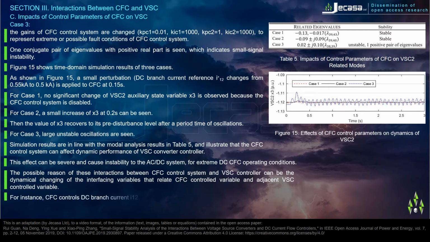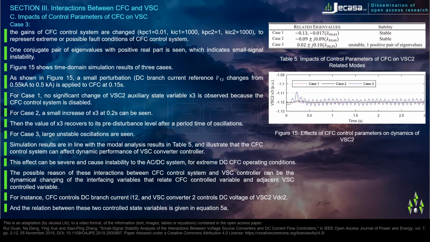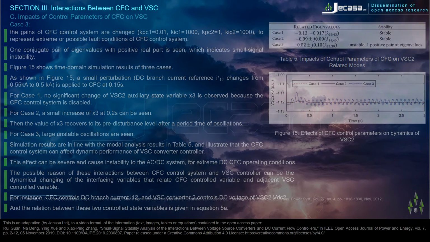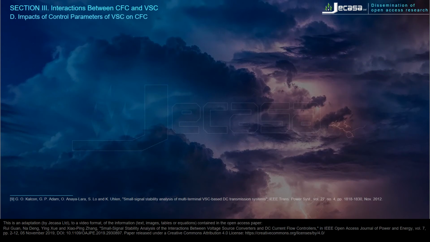For instance, CFC controls DC branch current I12, and VSC converter 2 controls DC voltage of VSC2, VDC2. And the relation between these two controlled state variables is given in equation 5a. The impacts of control parameters of VSC on CFC. The effects of the control parameters of VSC on CFC are studied in this section.